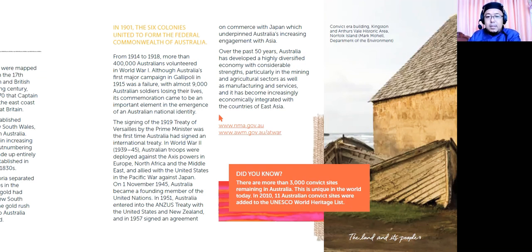This is, I think, important information that you need to know. Did you know there are more than 3,000 convict sites remaining in Australia? This is unique in the world today. In 2010, 11 Australian convict sites were added to the UNESCO World Heritage List.